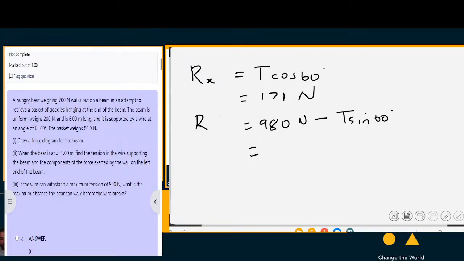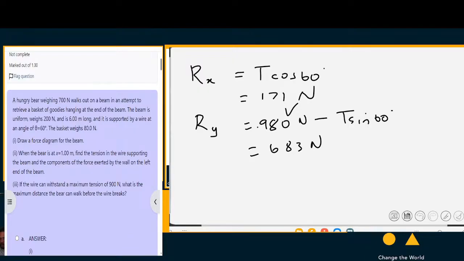Therefore, Ry is equal to 683 newtons. This here, this was 980, okay, is the force of all the weights going downwards. So it's 700 plus 200 is 900 plus the 80, that's 980 going downwards, and then of course the perpendicular tension going upwards, and that is the sum of the forces. This is just going downwards because we chose downwards as positive here.